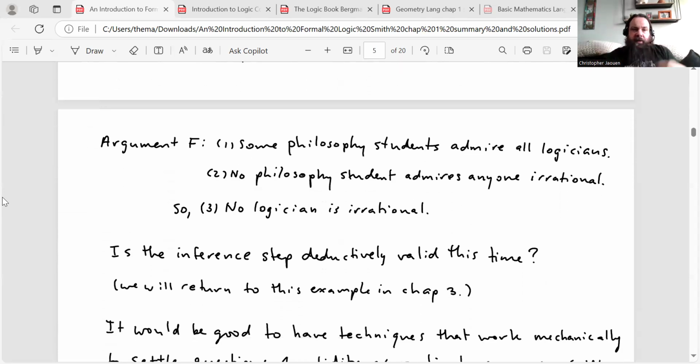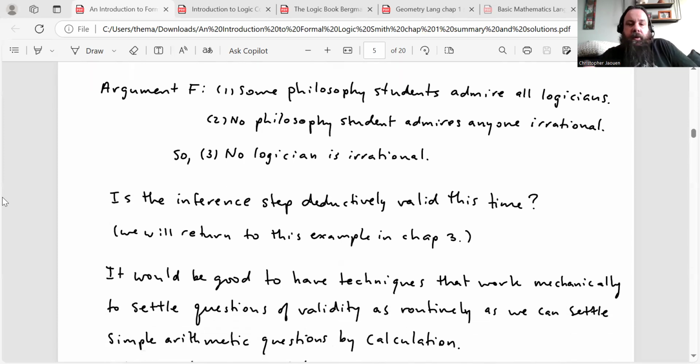Then one more example, argument F. 1, some philosophy students admire all logicians. Premise 2, no philosophy student admires anyone irrational. So conclusion 3, no logician is irrational. And then Smith asks us, is the inference step deductively valid this time? And he says that we'll return to this example in Chapter 3.